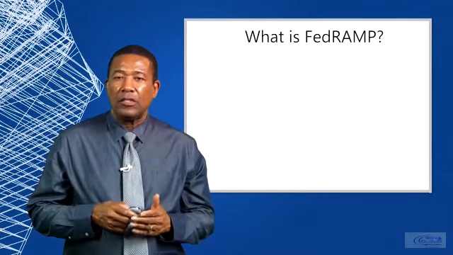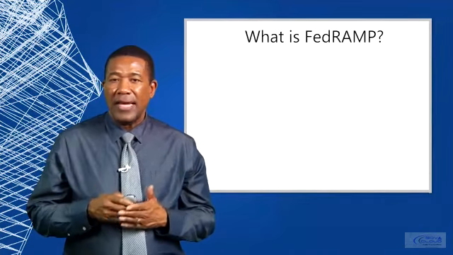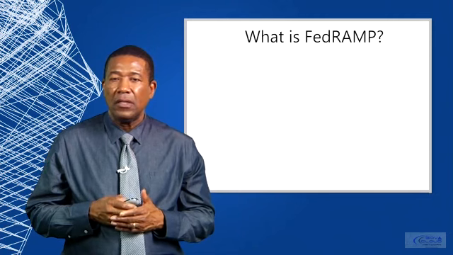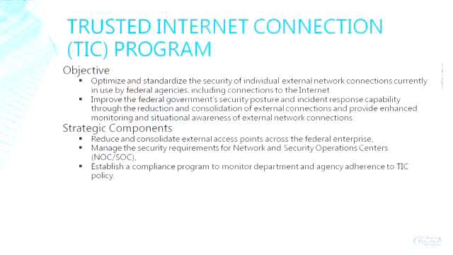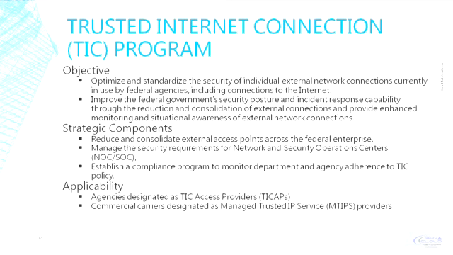Its components include the reduction and consolidation of external access points, the management of security requirements for network and security operations centers, and the establishment of a compliance program to monitor department and agency adherence to TIC policy. This is applicable to any agency that's designated as a TIC access provider and all commercial carriers that have been designated as managed trusted IP service providers.